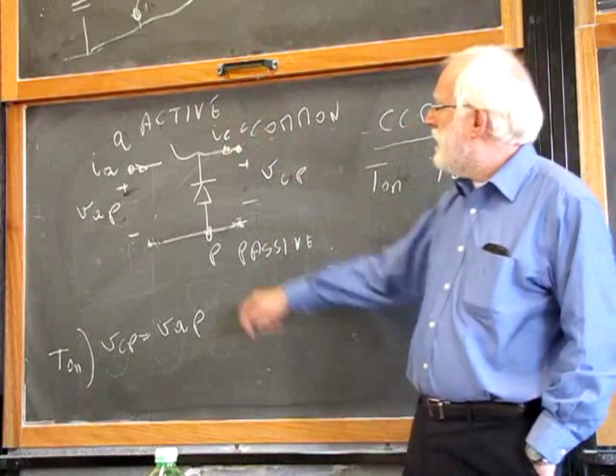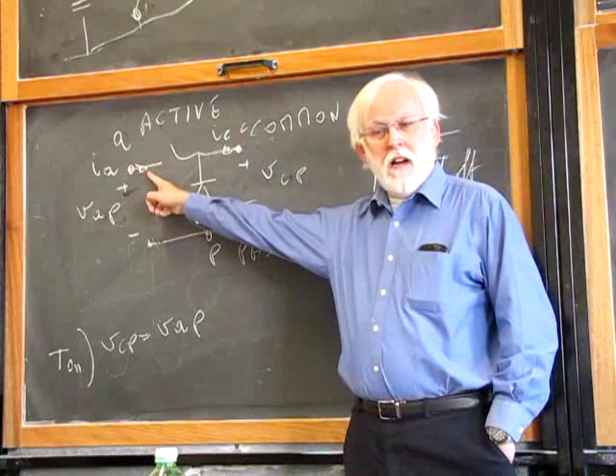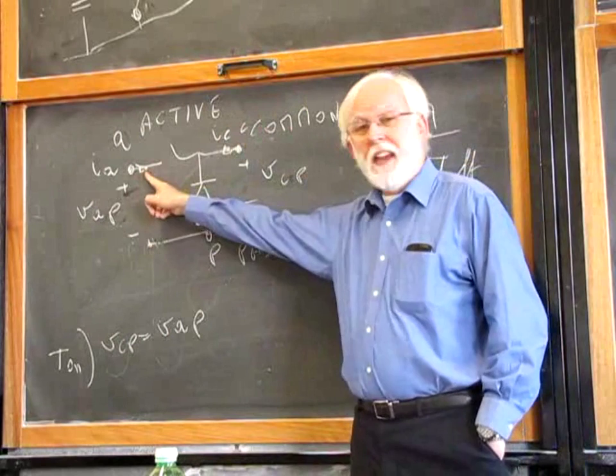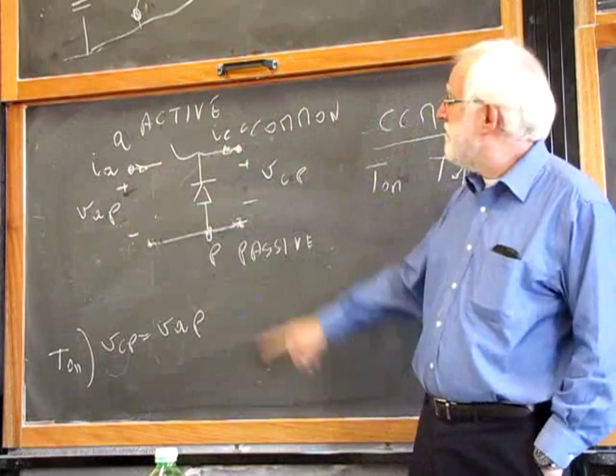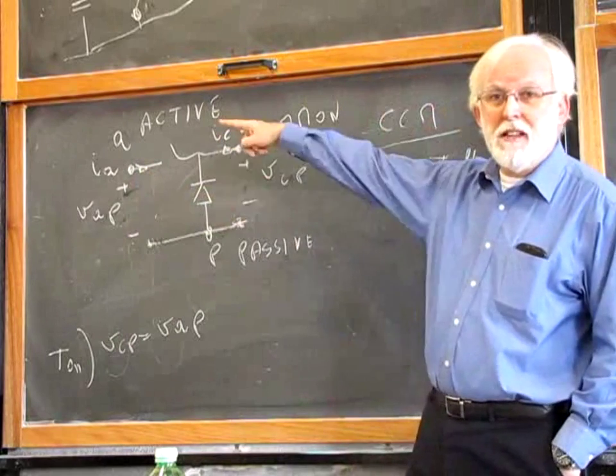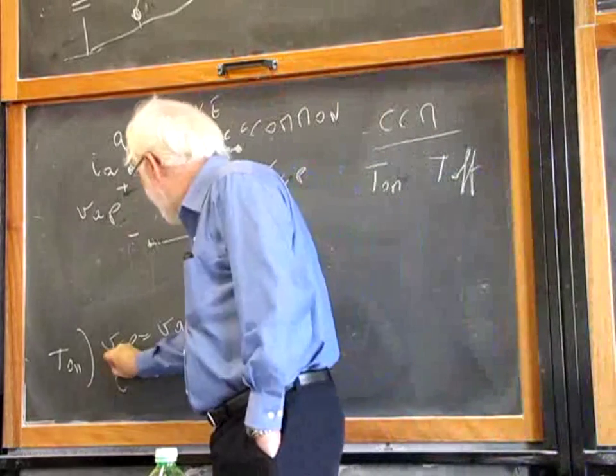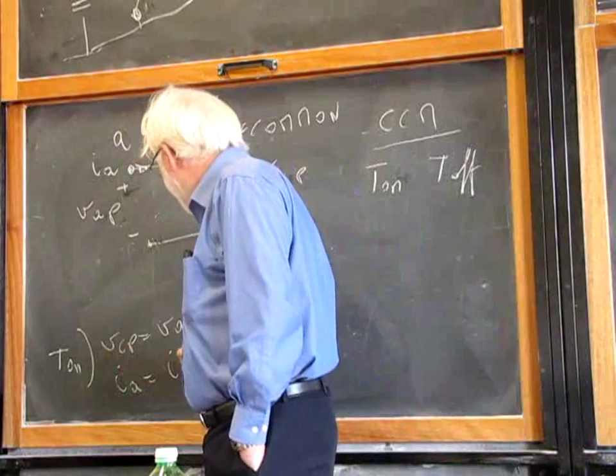And what about current? What is IA during T on? IA is equal to IC, because the diode is open and the switch is closed. So IA equals IC.